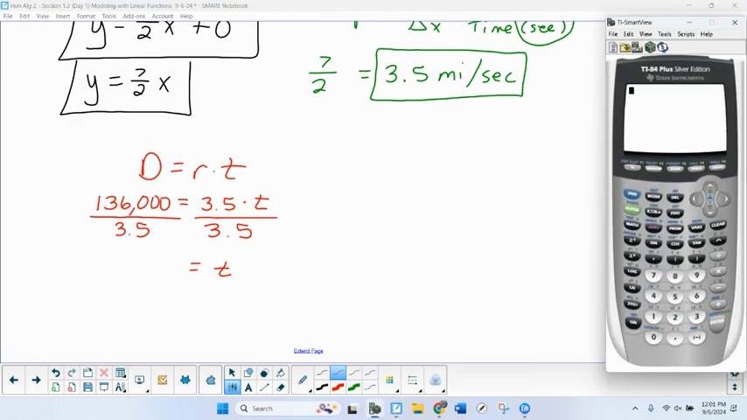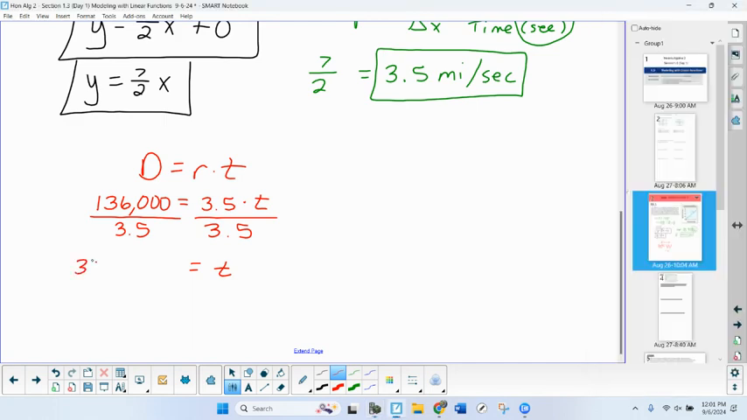So I'm going to take my calculator. I'm going to do 136,000 divided by 3.5. And I get this ginormous number. What unit of time is this? Seconds, right? So it is 38,857.1 seconds. So if I'm worried about this asteroid hitting Earth, and I want to know as a citizen, how long is it going to take before it's going to blast into Earth? Does that information help me too much?